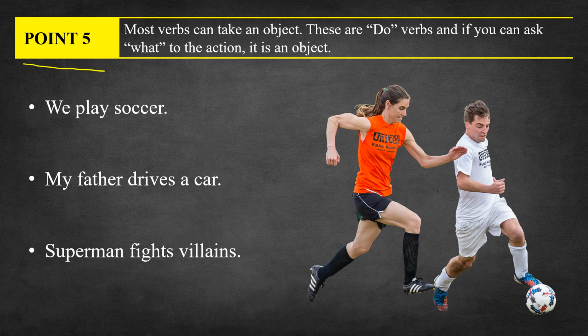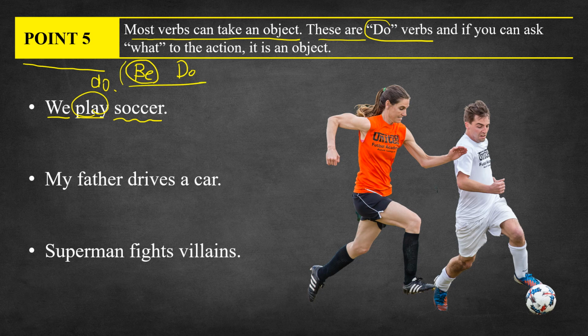Okay, point 5. This is the last point for today's lesson. Point 5 is most verbs can take an object. Okay, subject, verb, and it can be an object. These are do verbs. Okay, play is a do verb. It's not a be verb. Be verb and do verb. About this, I'm going to explain this to you when I talk about sentence 2. Okay, anyway, these are do verbs.